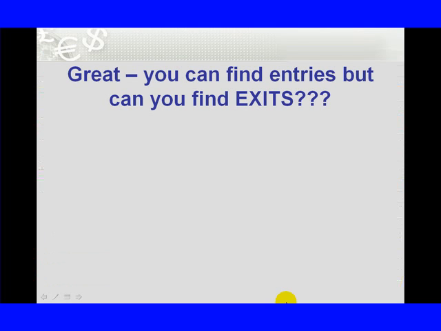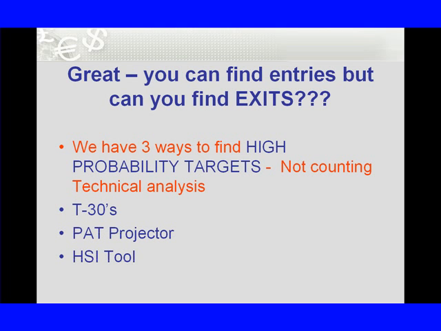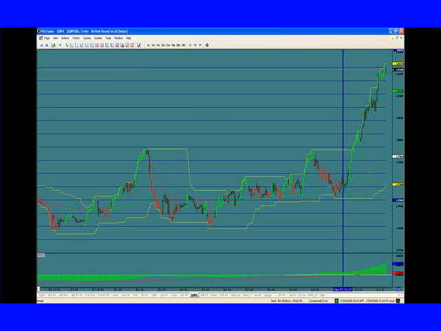All right, great. You can find entries, but can you find exits? We have three ways to find high probability targets, not counting technical analysis. There are T30s, PAT projectors, and the HSI tool. So let's look at each one of them.